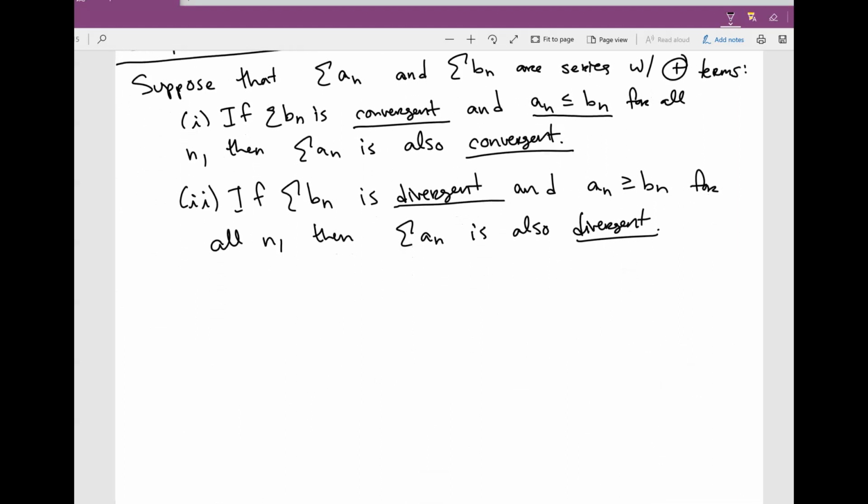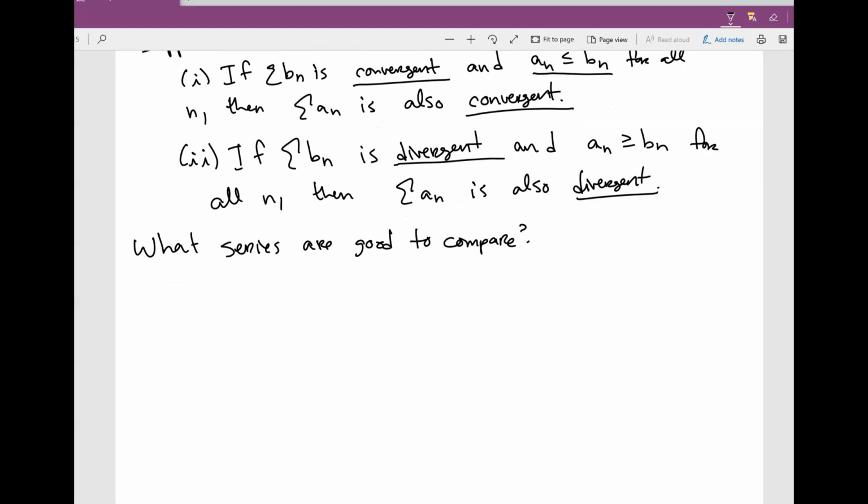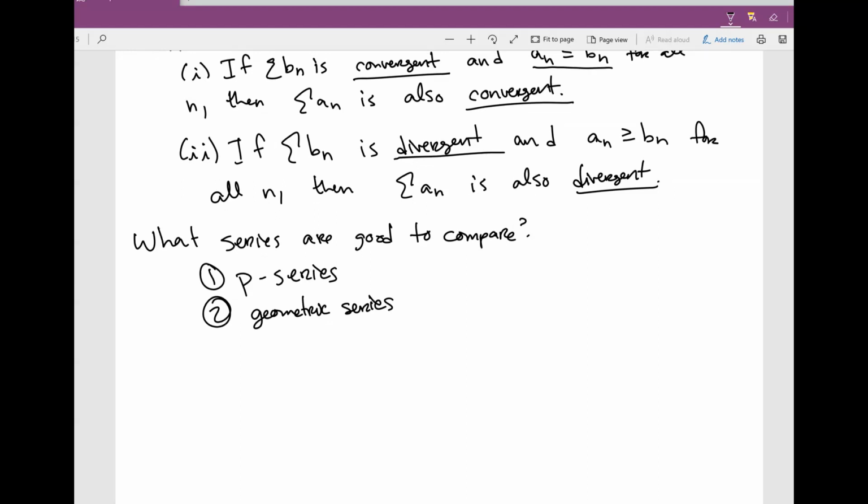Okay, so one of the things you might be wondering is, what are some good series to compare with? Now, you can go crazy with these, but typically the ones that are really safe are to compare with maybe a P series, and maybe with a geometric series. Or maybe even telescoping or harmonic, but usually P series are pretty good. This is something that I would really recommend.